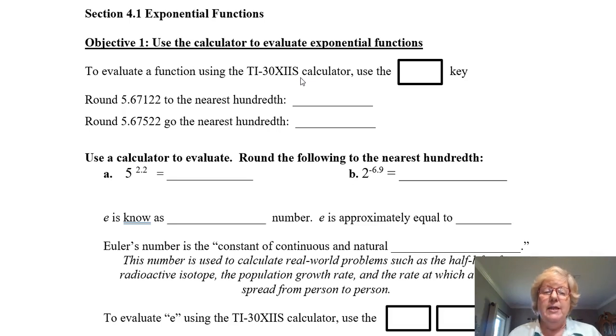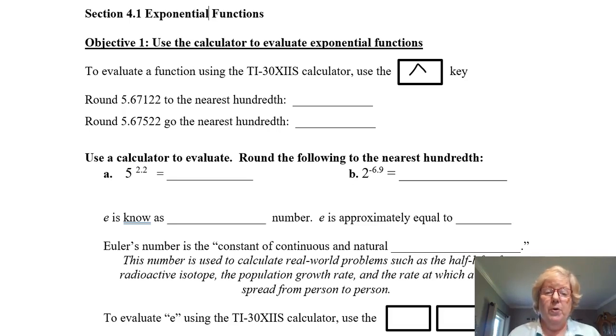the course. To evaluate a function using this calculator with exponents, you will need to use a key that looks like this. It just has the little up arrow or the little uptick. Let me make that a little bit neater. There we go, like an upside down V. Some calculators, the exponent key will look different.